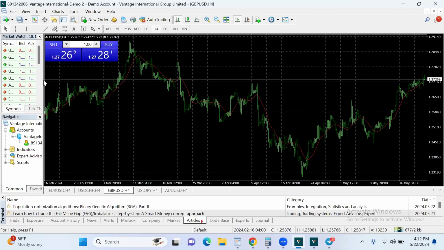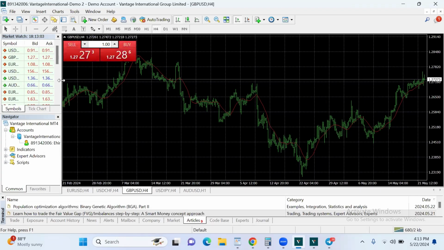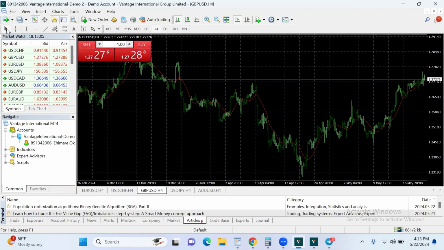So now let's shift this a little bit. To the left-hand side of the screen, what we have here is what we call Market Watch. Market Watch is like what you call a watch list. On your phone, if you're on your MetaTrader for your phone, you will see it there. You will see it as quotes, right?